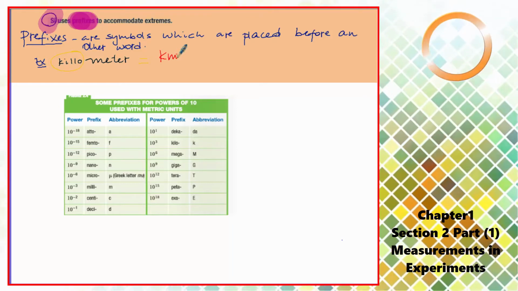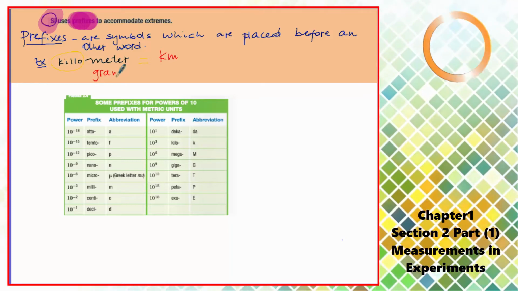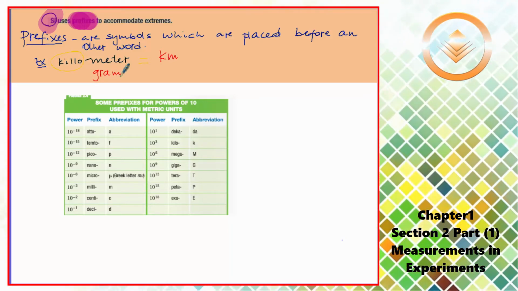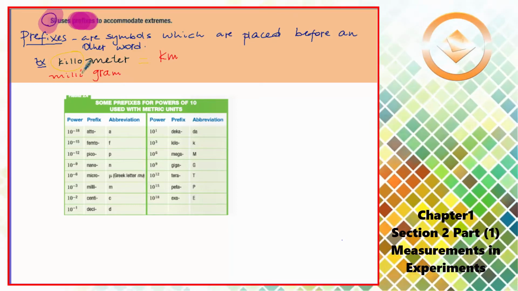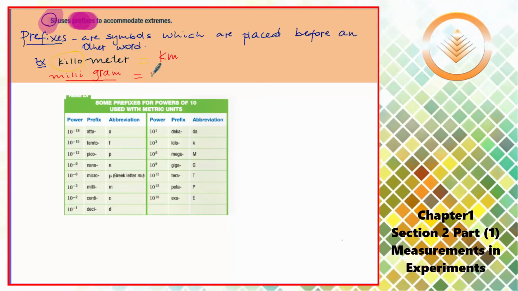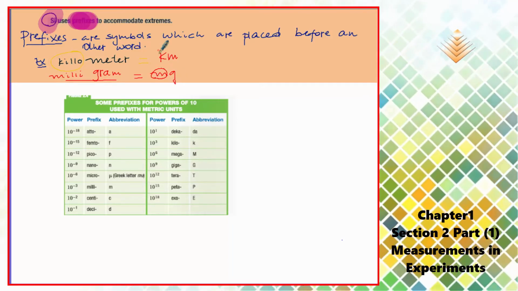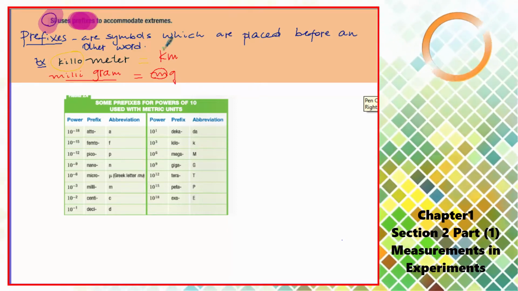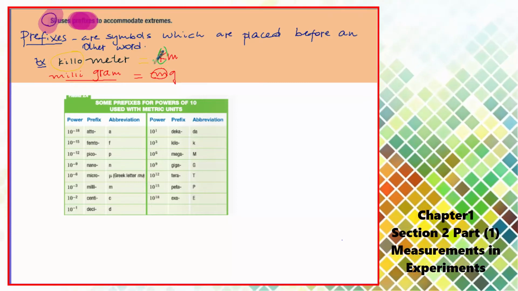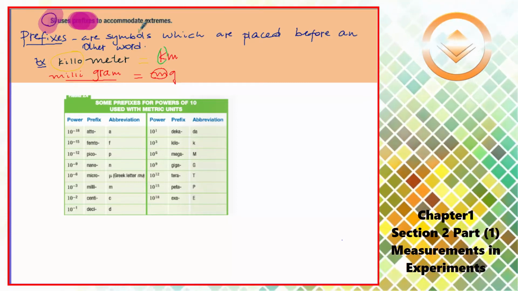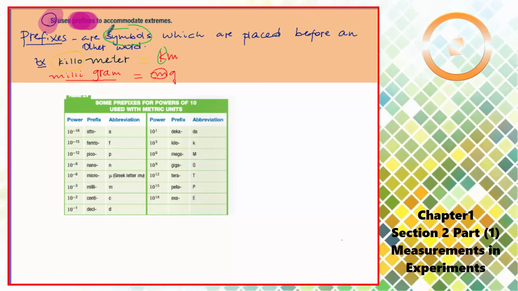Or take gram. Let's take the unit for mass, that's gram. If I add the word milli, it becomes milligram, which is symbolized by mg. So this m and this k are prefixes. Prefixes are symbols or words which are placed right in front of another word.